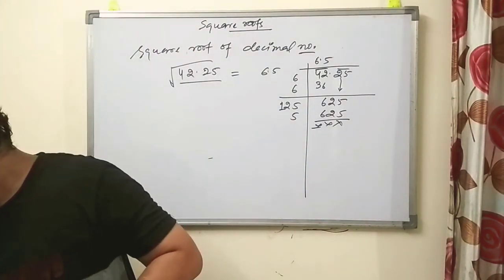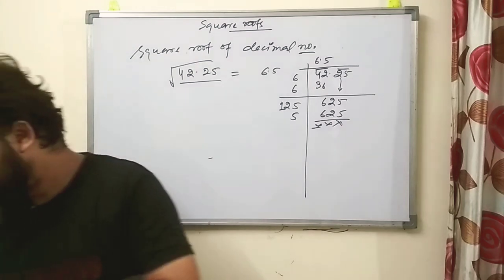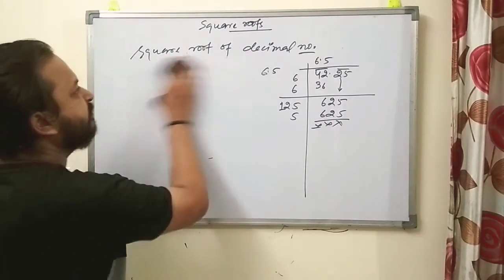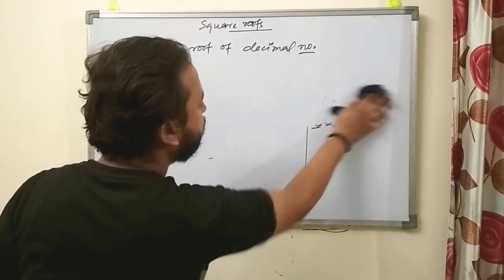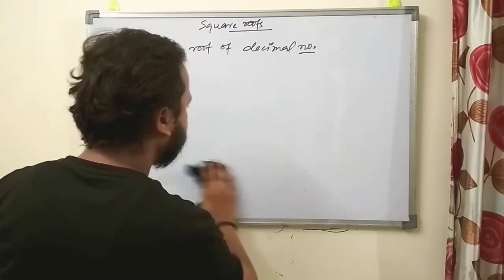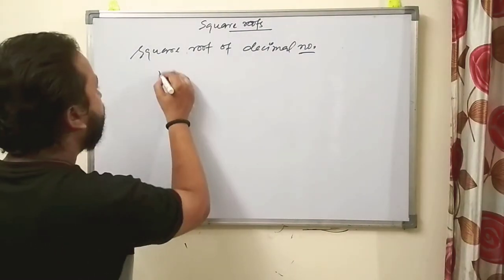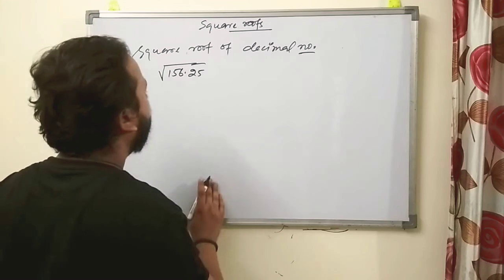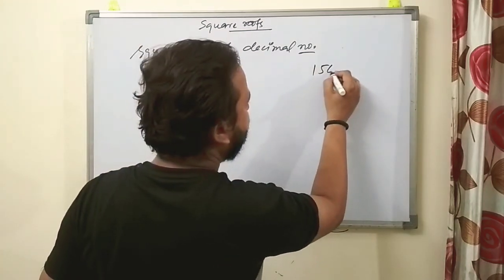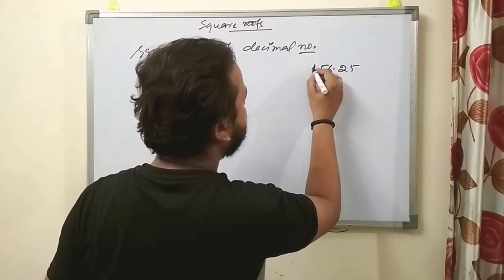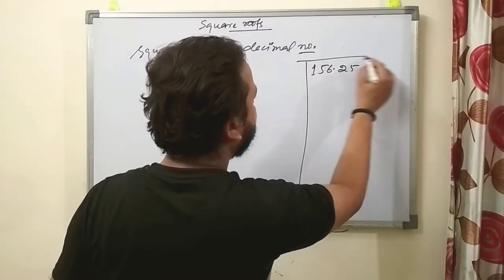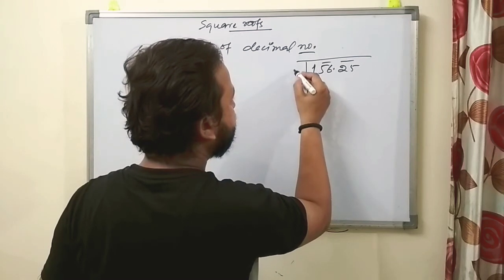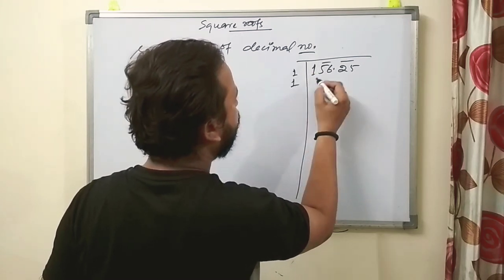Suppose we take another example, 156.25. We have to find the square root of 156.25. So write down 156.25. Make pairs of two numbers. 1 is left, so start with 1. 1 times 1 is 1.